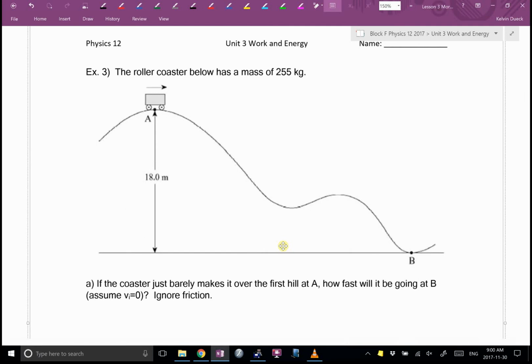If the roller coaster just barely makes it over the first hill at A, so let's assume right here that Vi equals 0. Yeah, barely made it over. How fast is it going at B?